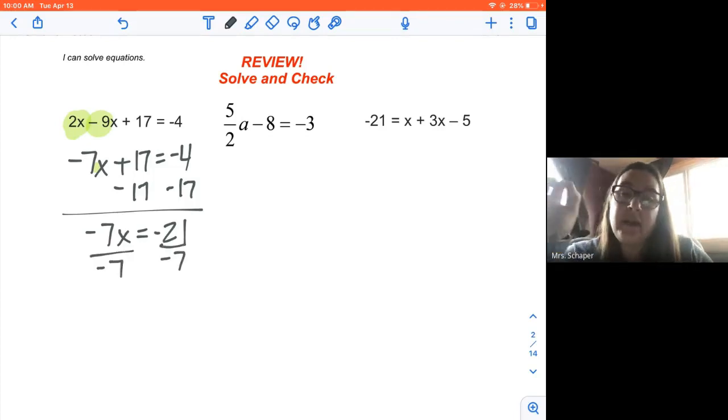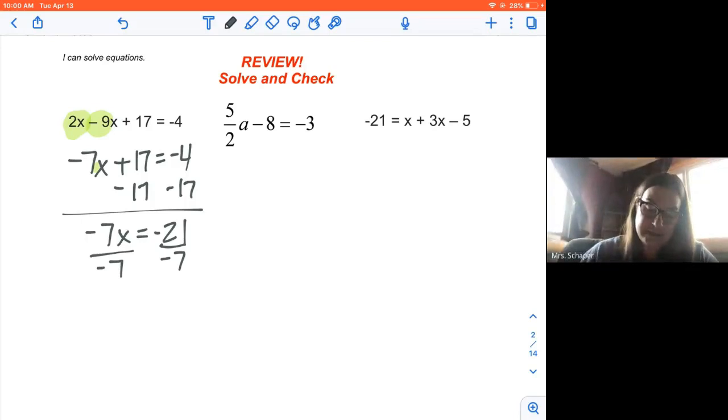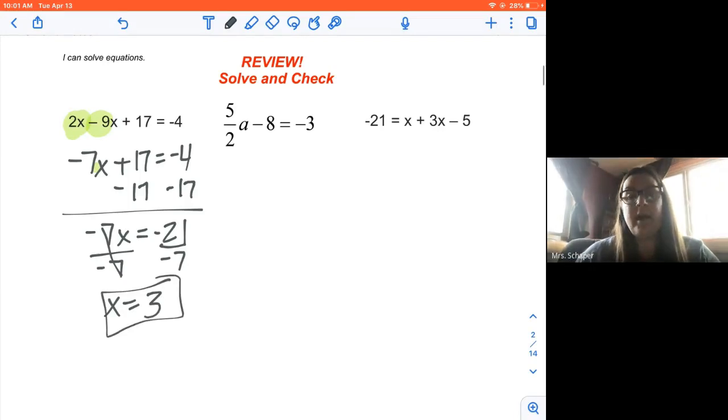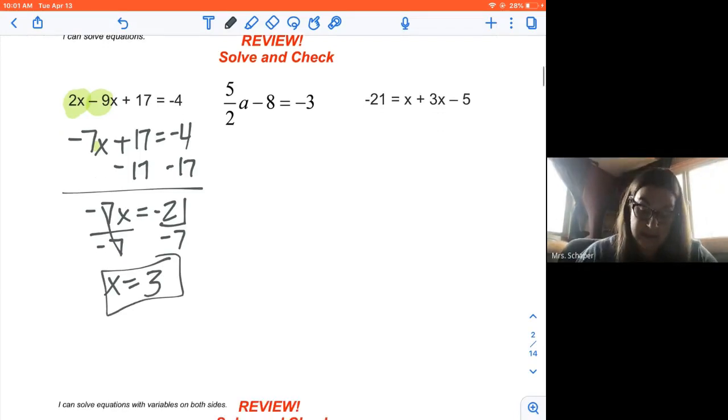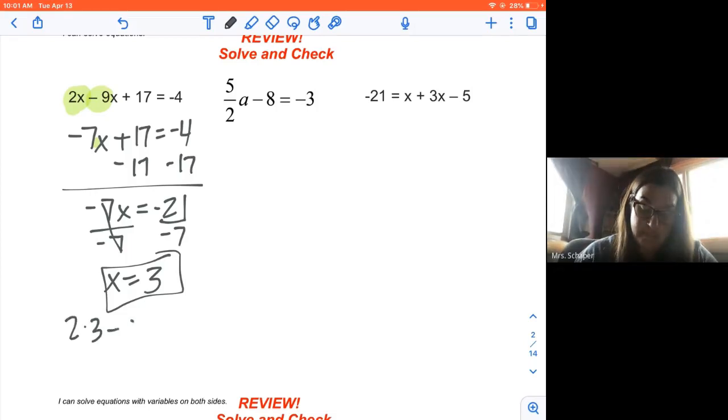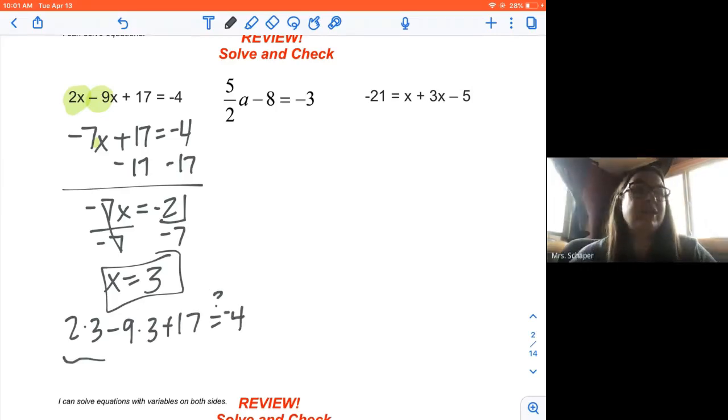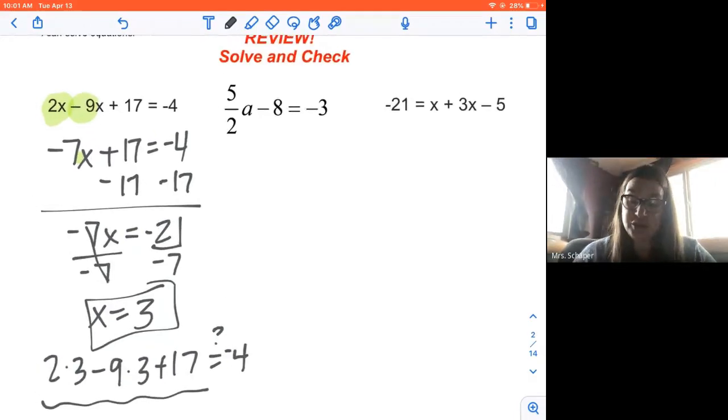It's really important that you pay attention to the signs, making sure you're getting your negatives in there when they're supposed to be. In this case, we have a negative divided by a negative, which is positive. So x is equal to 3. Again, I really recommend checking it. Is 2 times 3 minus 9 times 3 plus 17 the same as negative 4? And you can type this into your calculator and see if you get negative 4. Looking at number 2, this one's a 2-step equation.